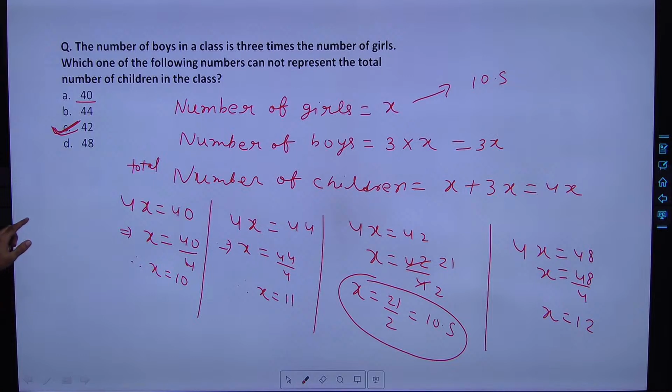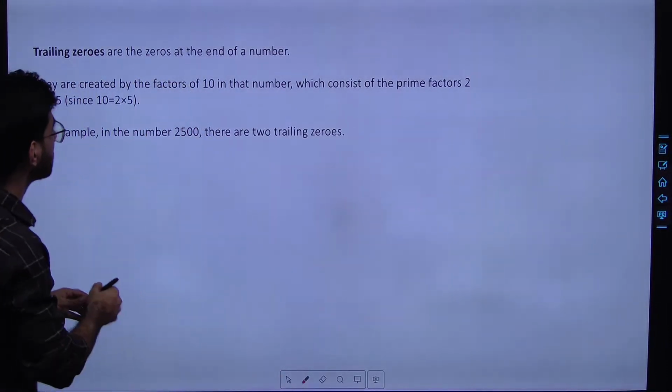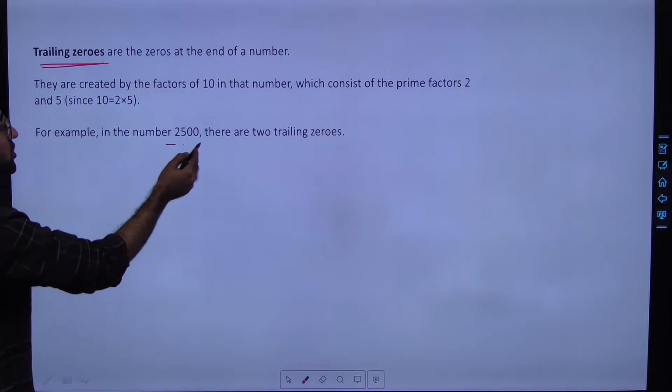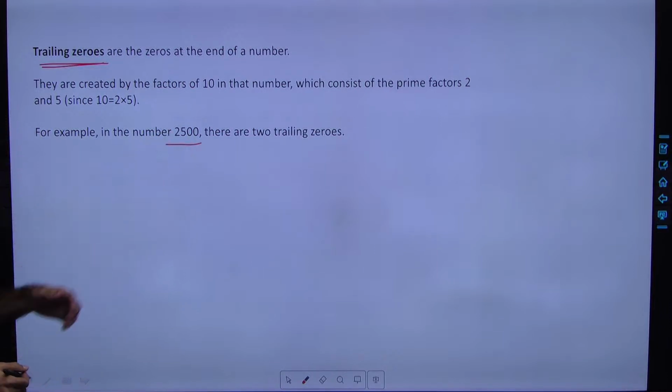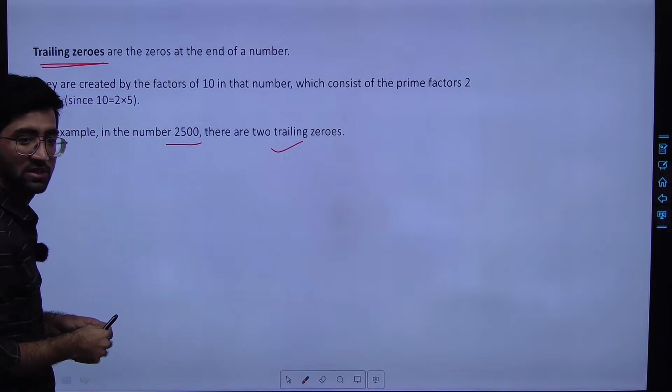Any doubt? Okay. Now we will learn about trailing zeros in today's lecture. So what are trailing zeros? If you read the line, trailing zeros are the zeros at the end of a number. Trailing zeros are the zeros at the end of a number. So if you look at 2500, see, there are 2 zeros at the end of 2500, right? So there are 2 trailing zeros, right?